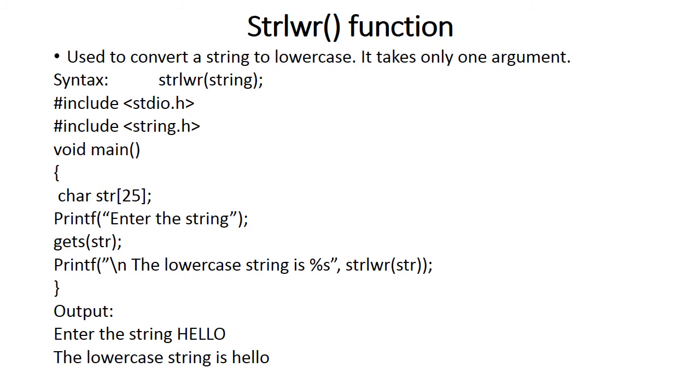Then we have the declaration of character array str of size 25. Then we get the input using the gets command as gets within bracket the string str, and we print it as strlwr within bracket str, which is going to return the string in lowercase. So when we execute this program, the input is given as HELLO in capital letters. We have the string converted to lowercase as hello in small letters.